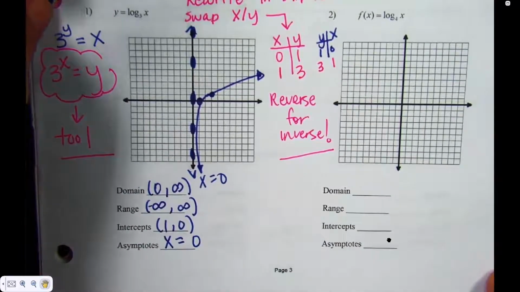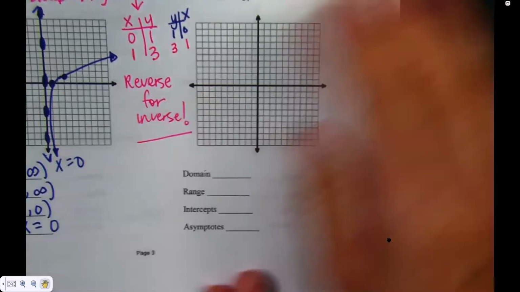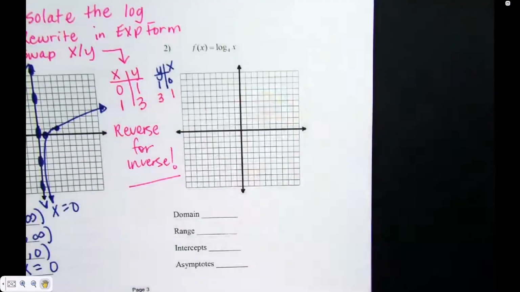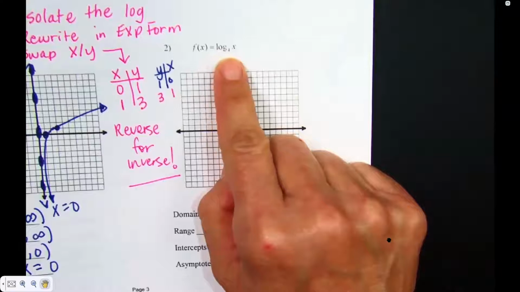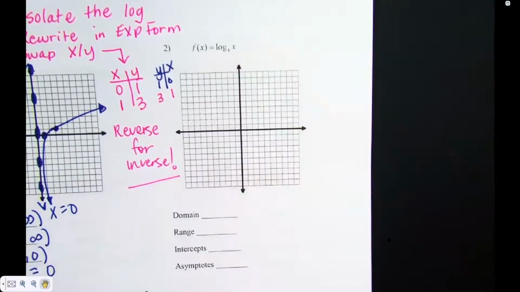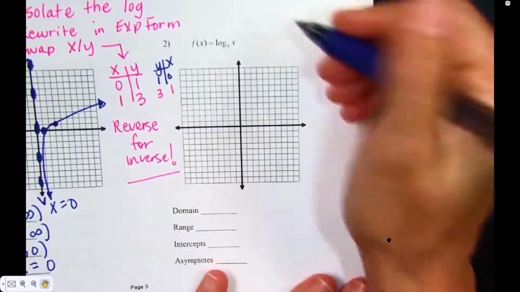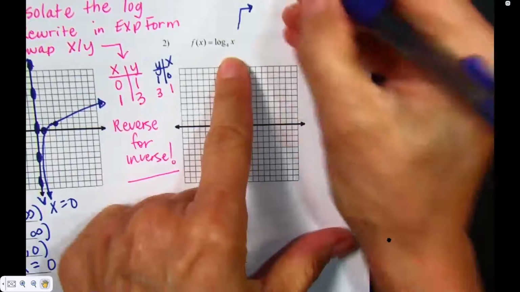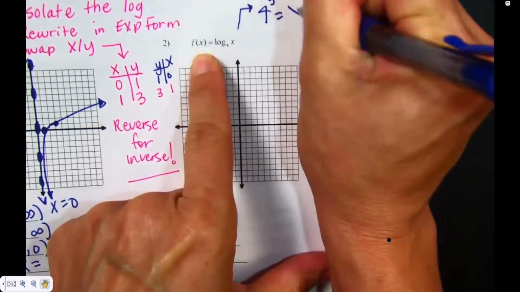So now I'm going to go ahead and take a look at number 2. On number 2, I'm going to follow these same rules. So for number 2, I know that my log needs to be isolated. I do not need to have any number in front of the word log, which would be an A value. I also do not need to have anything added or subtracted behind the log, and I don't. So I'm ready to go ahead and write this in exponential form. When I write this in exponential form, it is going to be 4 to the y equals x.